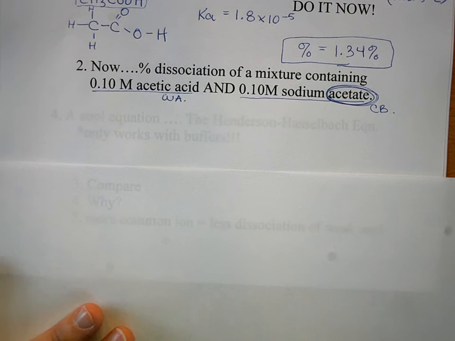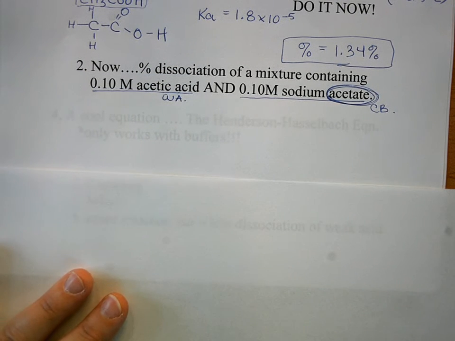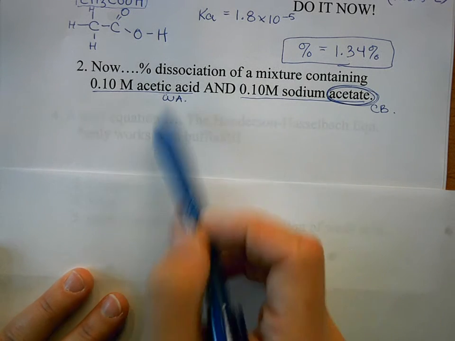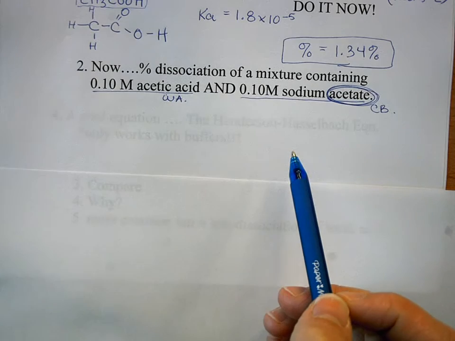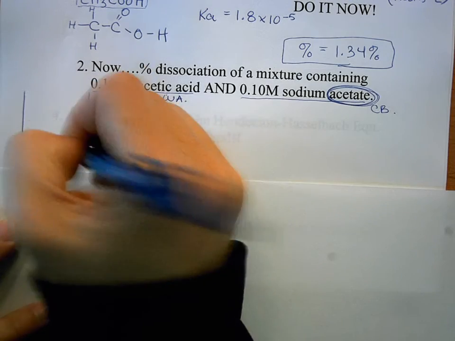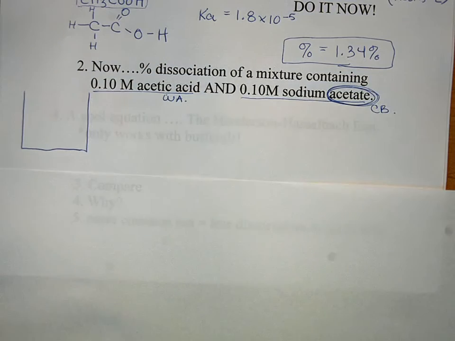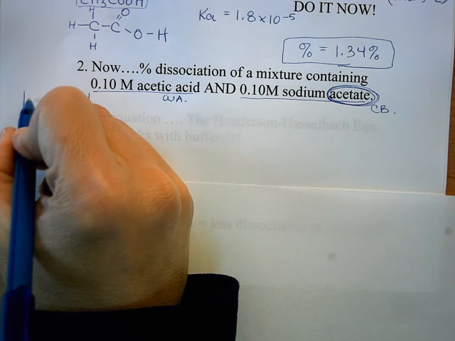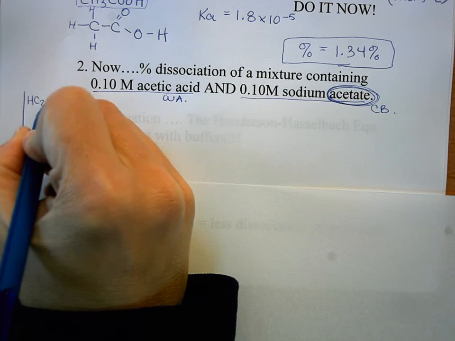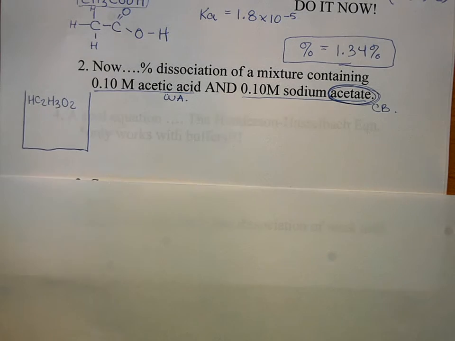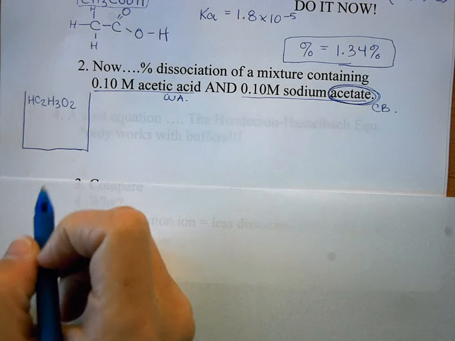Something that's good for you to do when dealing with these problems, which look similar to our equilibrium problems, but as we get into buffers it'll be useful, is to get into the beaker and see what's in there. If we have acetic acid, I have HC2H3O2 in my beaker, and most of it is still together. It's not dissociated because it's a weak acid.